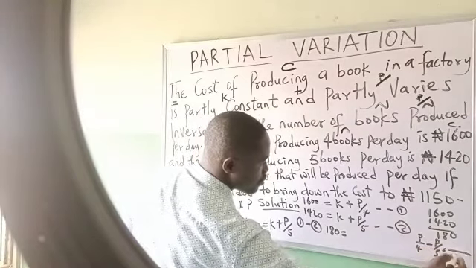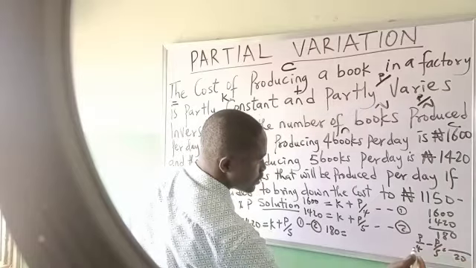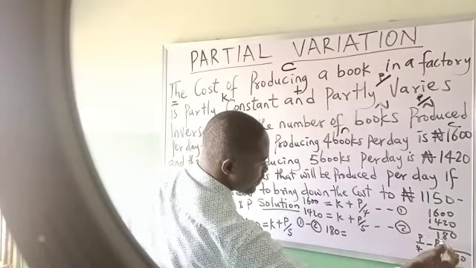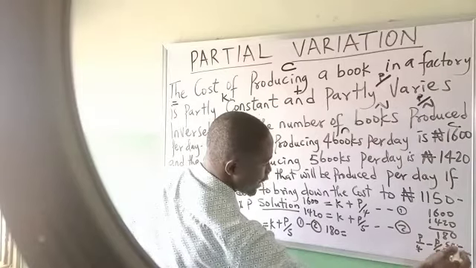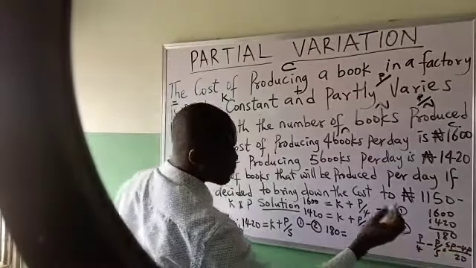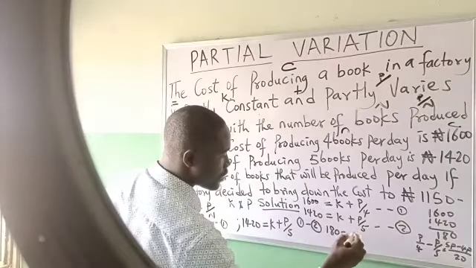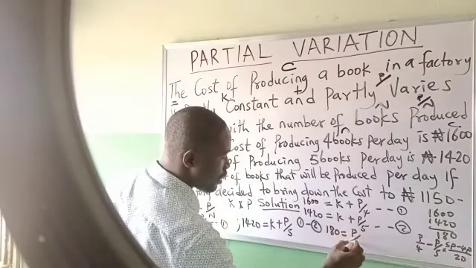That will be giving you LCM is 20. 4 divided into 20 is 5, times P, 5P. 5 divided into 20 is 4, times P is 4P. That will be giving you 5P minus 4P. That will be giving you P over 20.